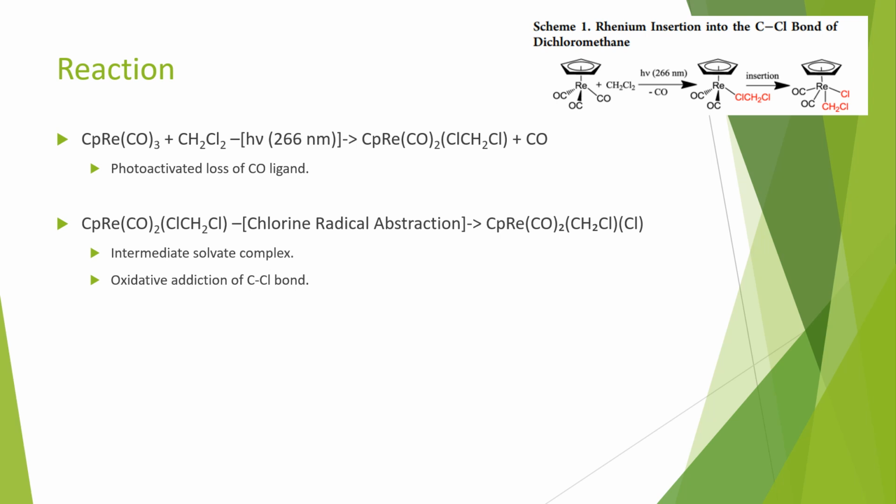For step two of this reaction, the rhenium cleaves the chlorine from the dichloromethane, leaving the chloromethyl as a radical. These two radicals quickly bond to form the complex.